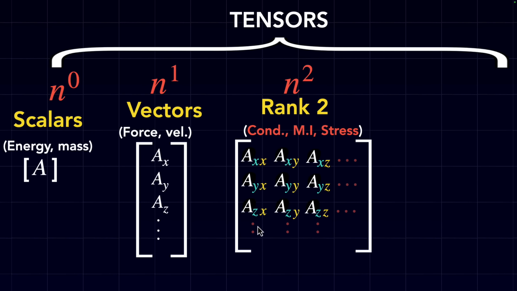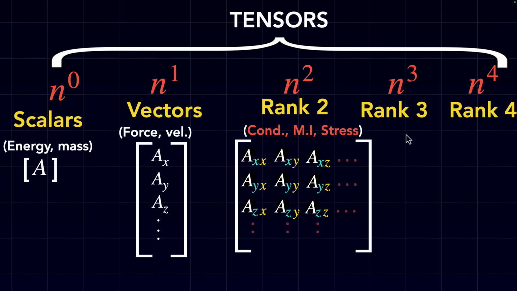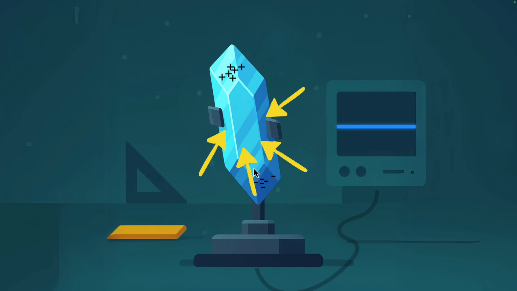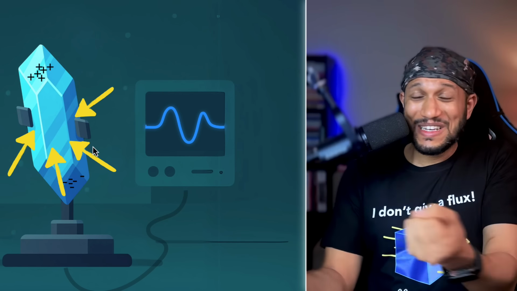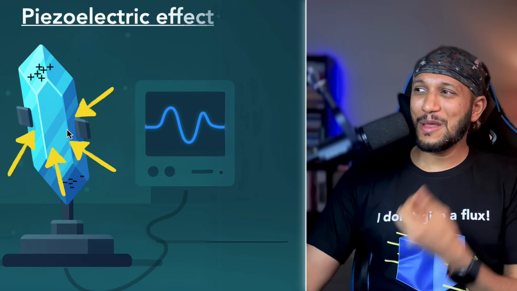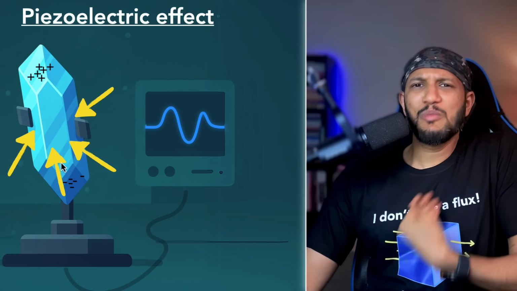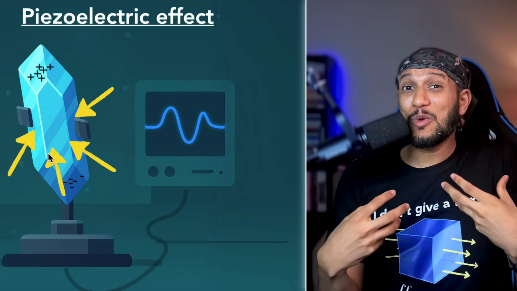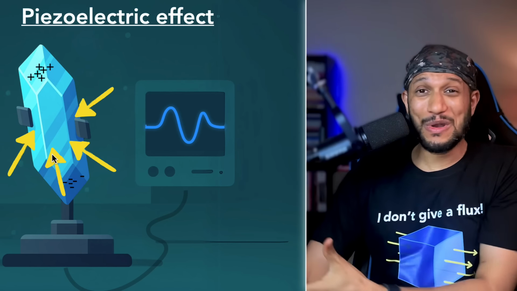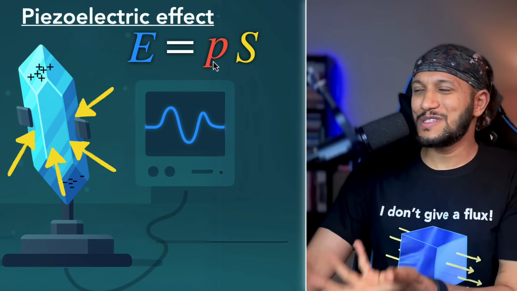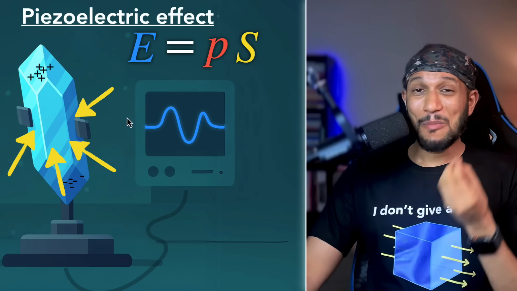Feynman, can we intuitively think about even higher rank tensors like rank 3 and rank 4? Where would they appear? Well, when you squeeze certain crystals, charges get separated, producing an electric field. We are literally squeezing electricity out of crystals. We call this effect the piezoelectric effect. And to a good degree, the electric field generated is proportional to how much you squeeze it, or how much stress you're putting on it. So we can write electric field is proportional to the stress applied, and of course the proportionality constant is called the piezoelectric constant. But now think about this.